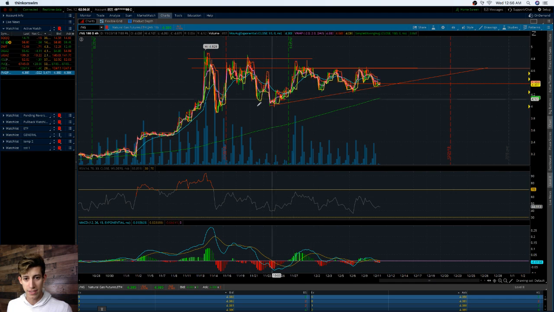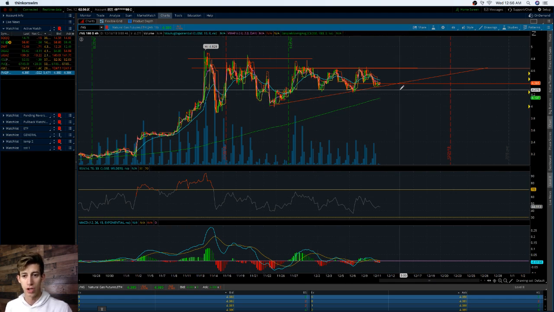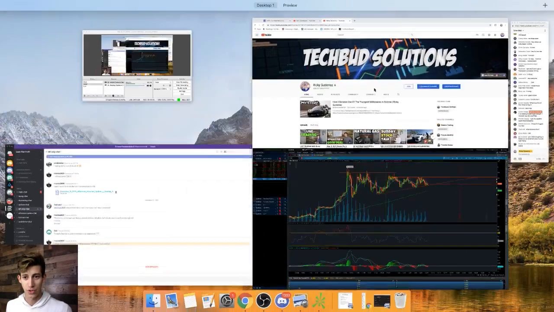Now we're back at this ascending support, and now the question is, what do we do? Do we buy? Do we sell? Or do we wait for the confirmation? What do you think the answer is going to be?